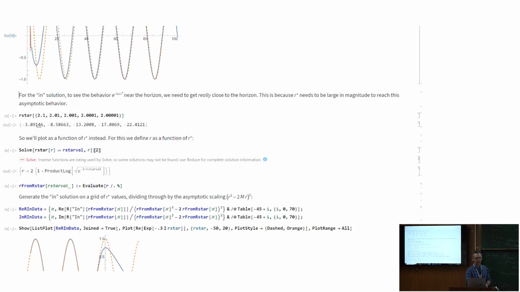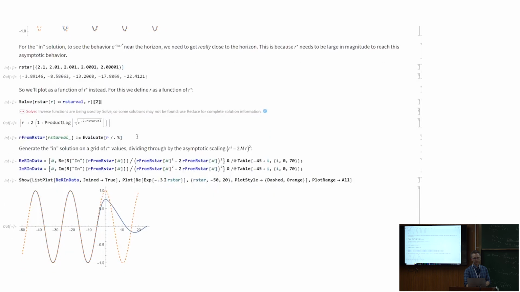So here I'm tabulating a few values of R star for different values of R. So R equals 2.1, 2.01, 2.001, etc. And you see, even when I'm 5 digits deep, I'm only 0.0001 away from R equals 2m. Even then, R star, its magnitude is not very big. So you need to get really, really, really close to R equals 2m to actually see these oscillations as functions of R star. So what I'm going to do instead is directly plot as a function of R star.